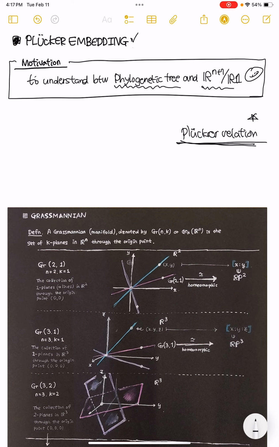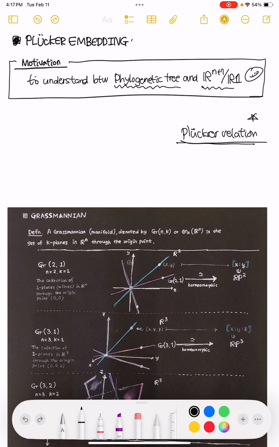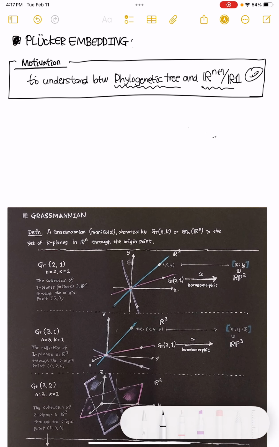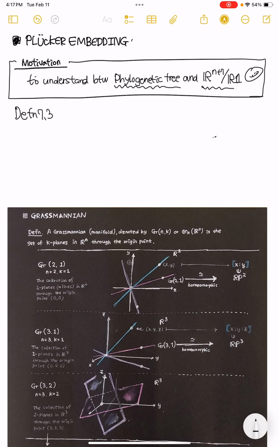Based on the Plücker embedding, the Plücker relation in the concept of algebraic geometry is related to this. So I will just explain the Plücker embedding. And to understand the Plücker embedding, you should know the concept of the Grassmannian. The definition of the Grassmannian is easy to understand.